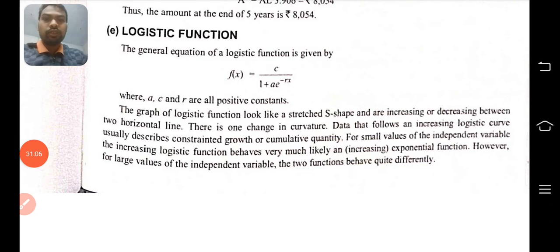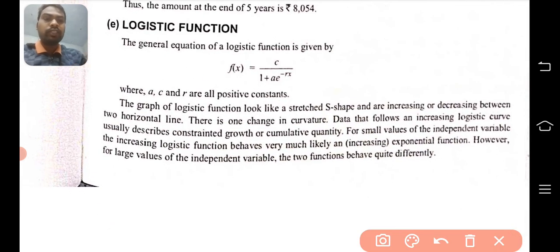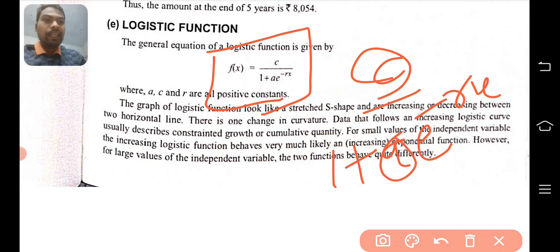So let's come to the logistic function. The general equation of the logistic function is given like this. The function of x is equal to c divided by 1 plus a into e to the power minus rx, where c, a, r are all positive constants.